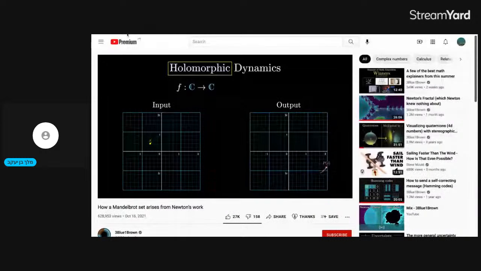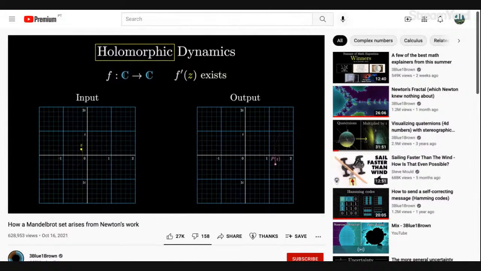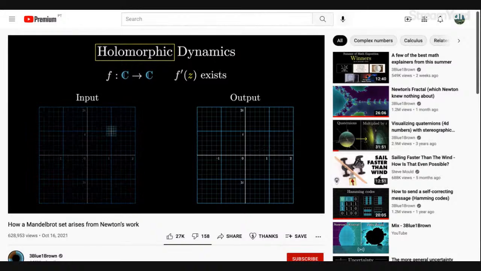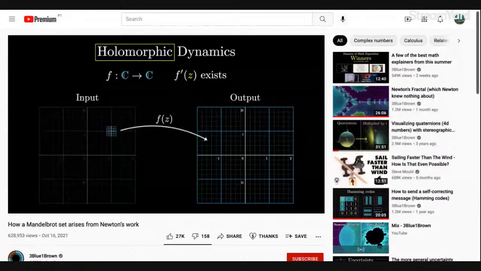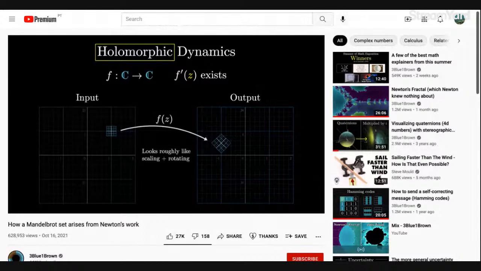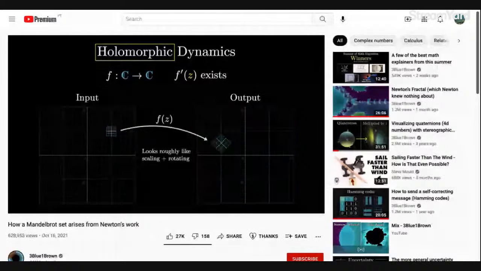Functions that have complex number inputs and complex number outputs, and which you can also take a derivative of. Basically, what it means to have a derivative in this context is that when you zoom in to how the function behaves near a given point, to the point and its neighbors, it looks roughly like scaling and rotating, like multiplying by some complex constant. We'll talk more about that in just a bit, but for now, know that it includes most of the ordinary functions that you could write down, things like polynomials, exponentials, trig functions, all of that.